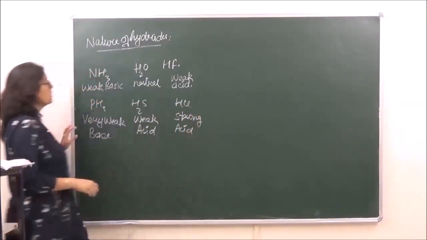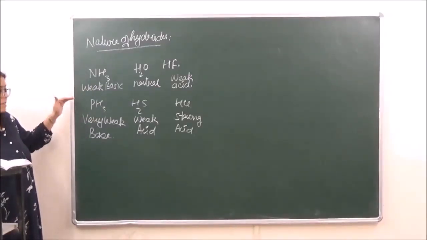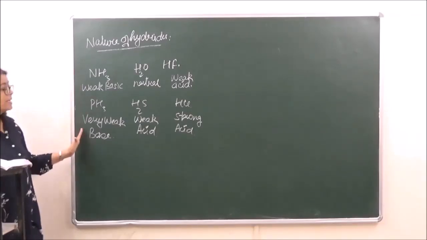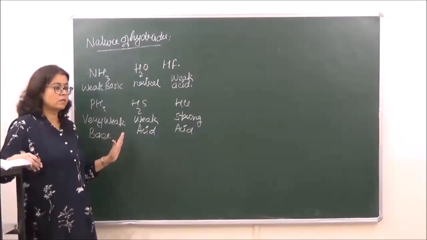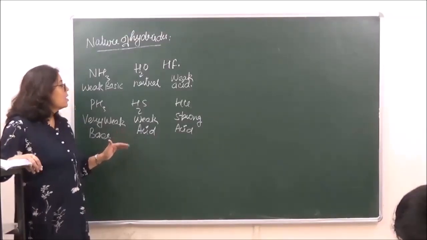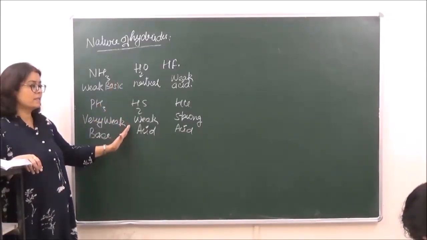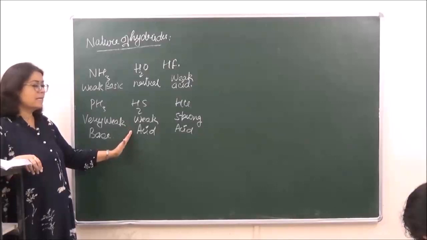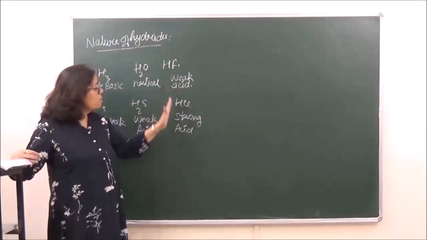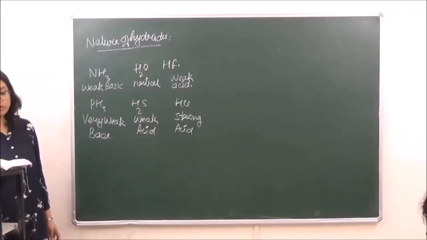Now you can also compare down the group from here only. NH3 is weakly basic, and PH3 is a very weak base. So down the group, the basic strength is going to decrease. Over here, we are moving from neutral to weak acid, so the acidic strength is increasing. ठीक है? और over here we are again moving from a weak acid to a strong acid. So the acidic strength is going to increase.